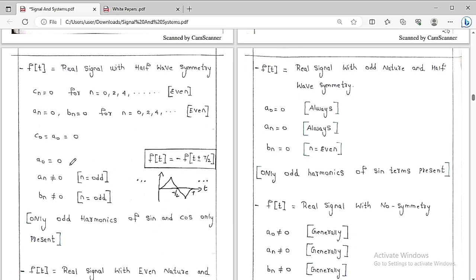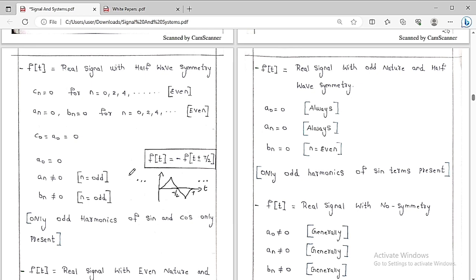So then what is going to happen? In the case of the trigonometric Fourier series, the DC term is absent, all the odd harmonic cos terms are going to be present and all the odd harmonic sin terms are going to be present. So only odd harmonics of the sin and cos are going to be present. Listen carefully to what I am trying to tell you. In the case of a half wave symmetric signal, which is f of t equal to minus f of t plus or minus T by 2, we can say Cn is equal to 0 for all the even values of n, which is n equal to 0, 2, 4 and so on.